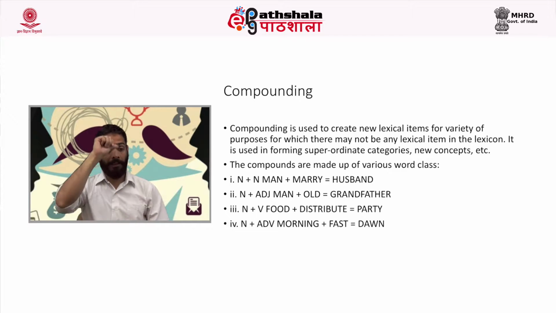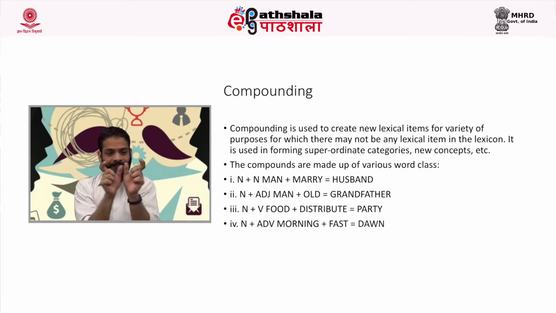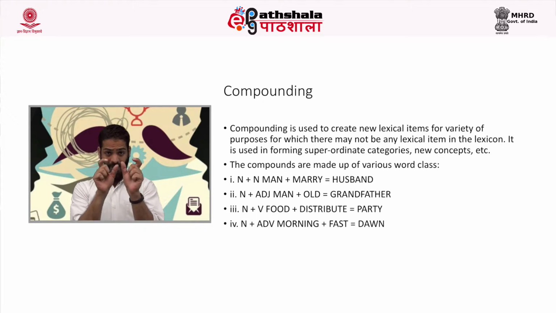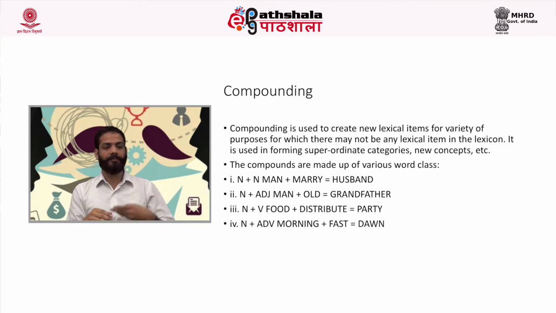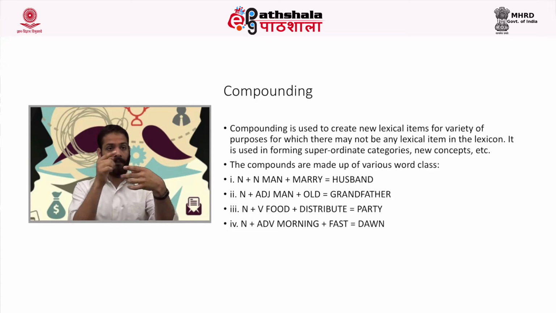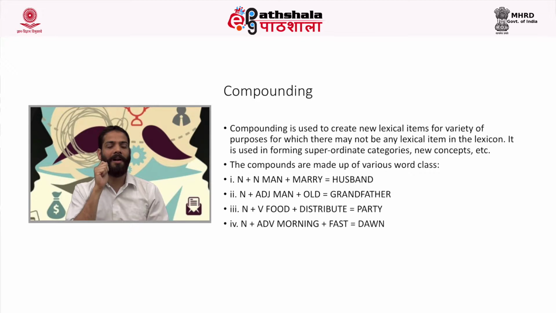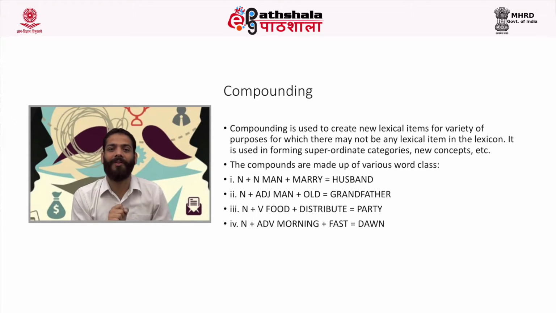The compounds are made up of various word classes. These word classes are, first, noun plus noun. So for example, man plus marry would be husband. Second is noun plus adjective. So man plus old would be grandfather.